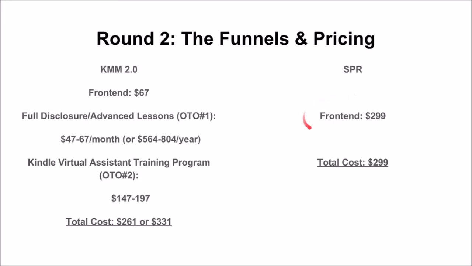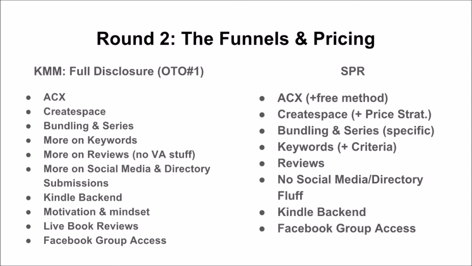Self-Publishing Revolution, the front end is $299, the total cost, $299. So as you can see, there's no funnel for SPR. It's just a one-time lifetime access for SPR. All right, let's take a closer look at the differences between the full disclosure advanced lessons, or OTO number 1 for K Money Mastery, and what Self-Publishing Revolution gets you on the front end.